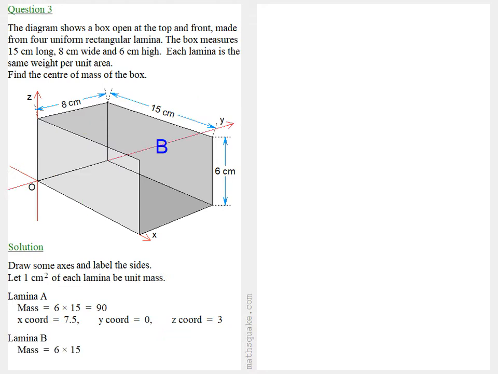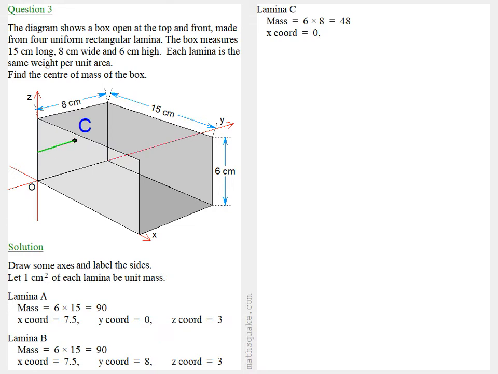For lamina B, the area is 6 times 15, which means the mass is 90. The X coordinate is halfway across, which is 7.5. The Y coordinate is the distance back, which is 8, and the Z coordinate is halfway up, which is 3. For lamina C, the area is 6 times 8, which means the mass is 48. Now it lies on the YZ plane, so the X coordinate is 0. The Y coordinate is halfway back, which means Y is 4, and the Z coordinate is halfway up, which is 3.